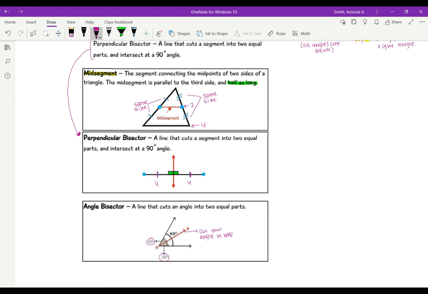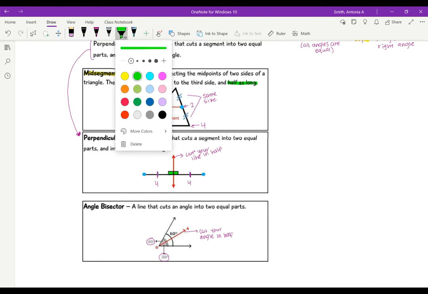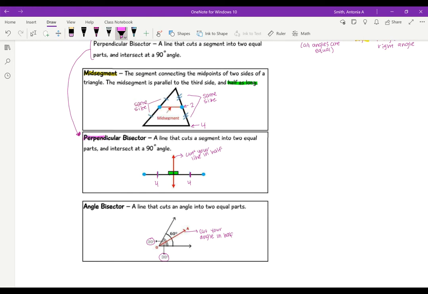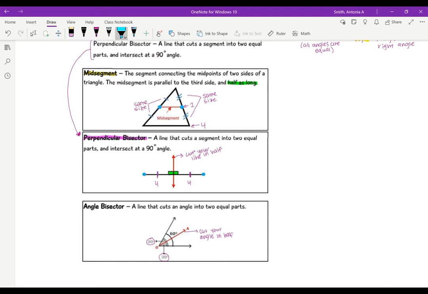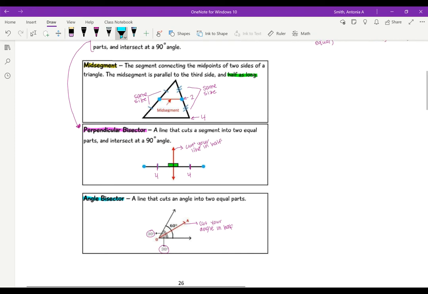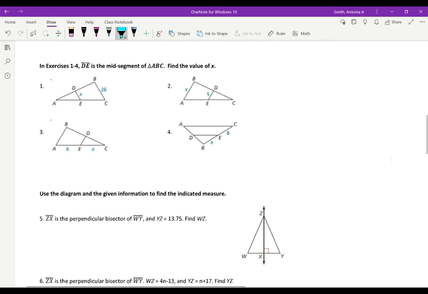Okay. Just like this bisector up above is cutting your line in half. Okay. So I'm going to highlight these words because these are all words that we're going to need to remember. So we have midsegment, perpendicular bisector, and angle bisector. So now let's solve some problems using those properties.